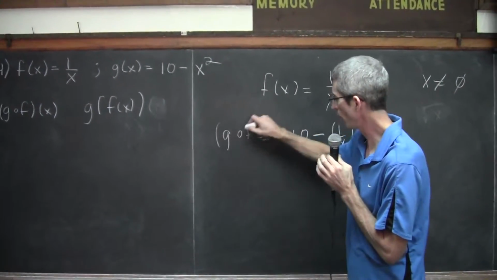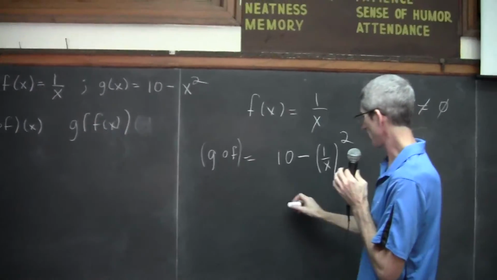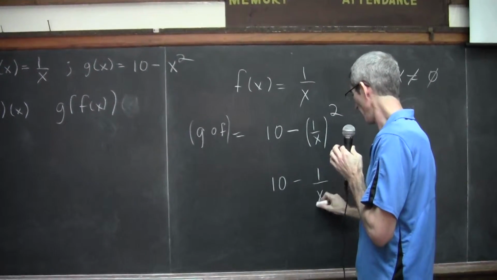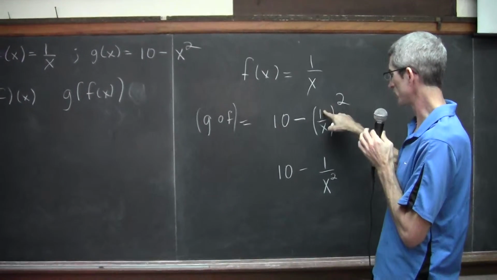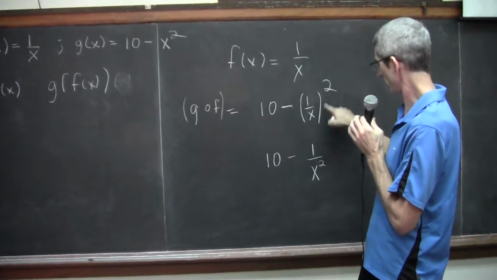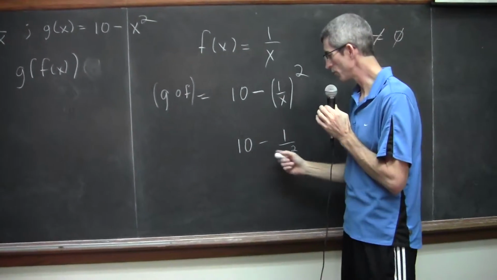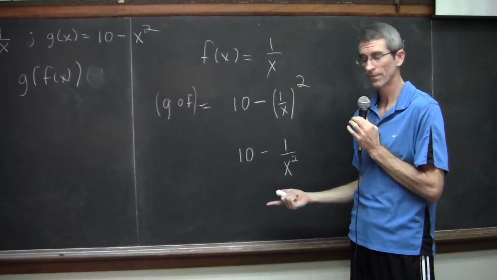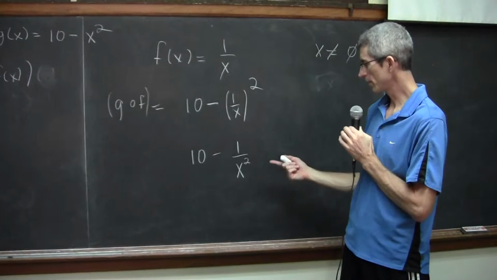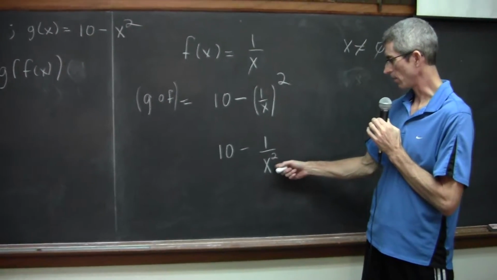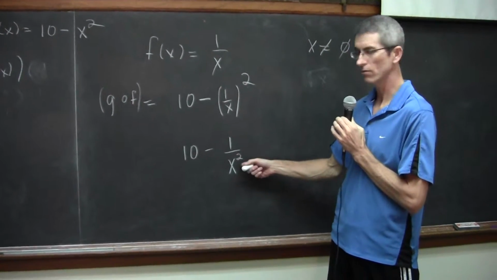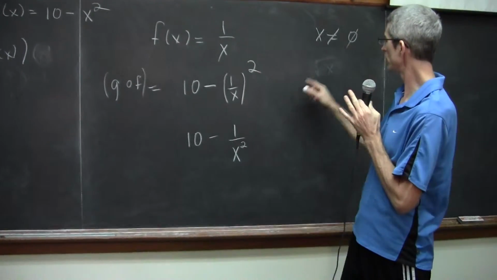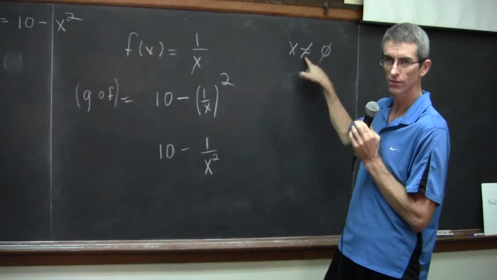This is after I've composed the two. And so what's that going to look like? 10 minus 1 over x, squared, right? Because I'm going to take that square and square the 1 and square the x. So this is my new function. Now, when you look at this, are there any restrictions in the domain? If you think about it, if x is 0, then 1 over 0 is a problem. Can't do that. But x can be anything else. So that original restriction that we found is still valid.